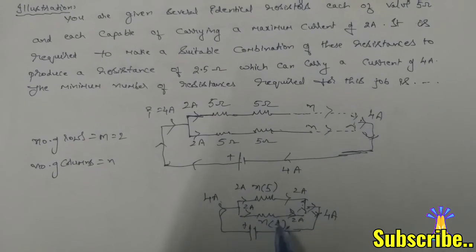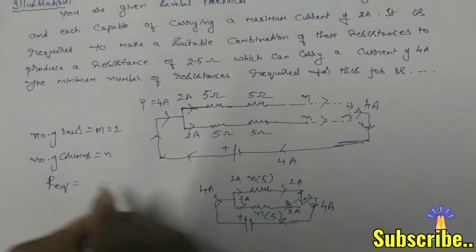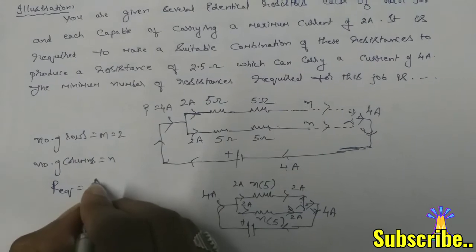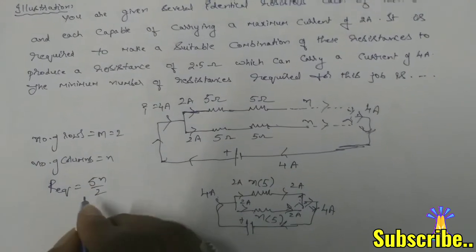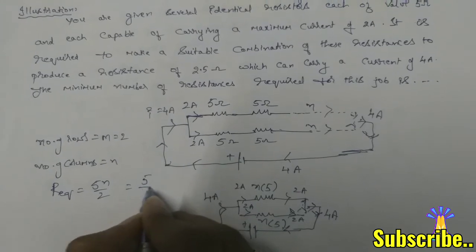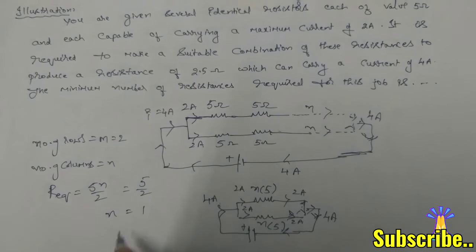Now see, R equivalent for this combination, which is a parallel combination of 5N and 5N, is 5N by 2. And according to the problem, this R equivalent is given as 2.5 ohm, which means 5 by 2. So 5 by 2 gets cancelled, which implies n is equal to 1.